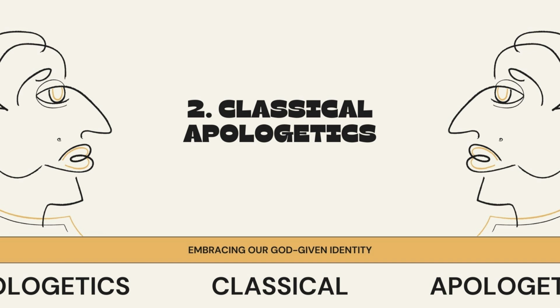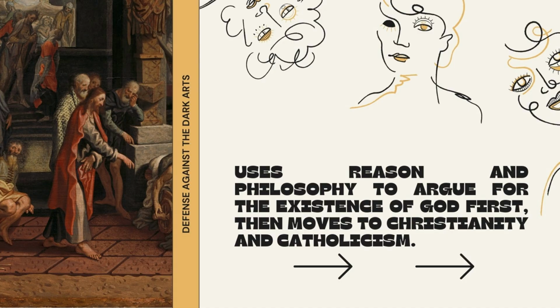Number 2, classical apologetics. It uses reason and philosophy to argue for the existence of God first, then moves into the more niche things like Christianity and Catholicism. The strengths of this, it's excellent for philosophical discussions and non-believers open to reason. It provides logical proofs for God, like Aquinas' 5 ways. It helps those who struggle with atheism or agnosticism, and leads naturally into historical and evidential arguments once God's existence is established. Some of the early church fathers that did this, obviously St. Thomas Aquinas, St. Augustine also used it.